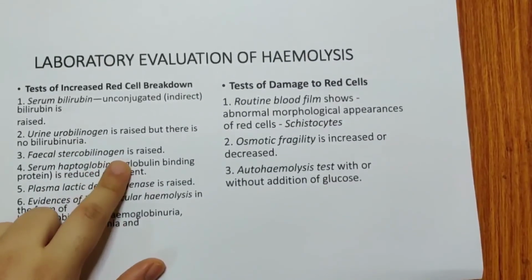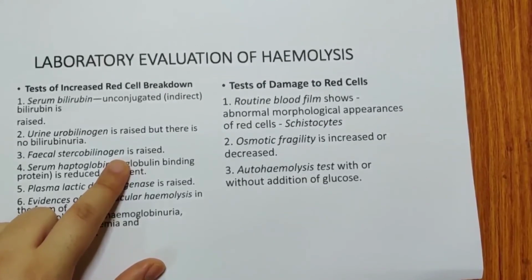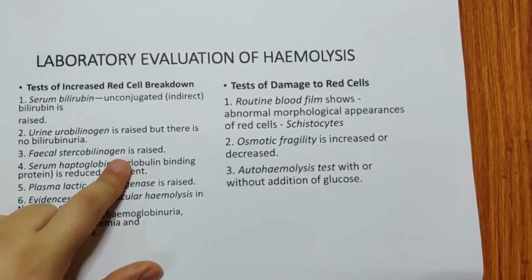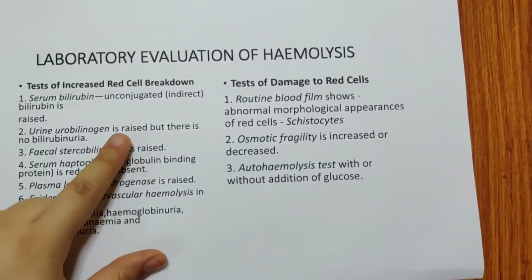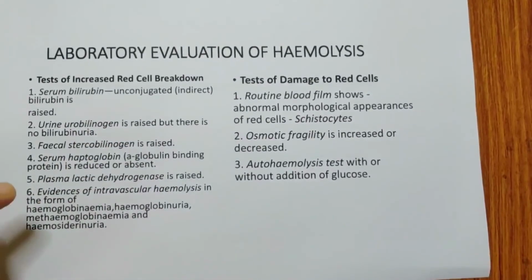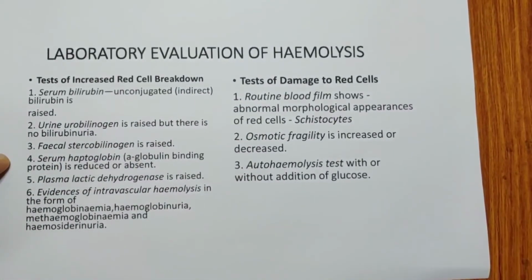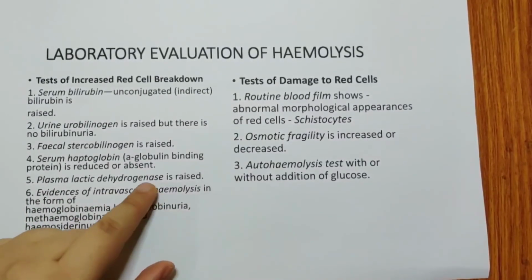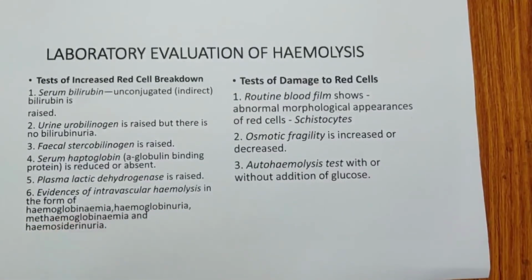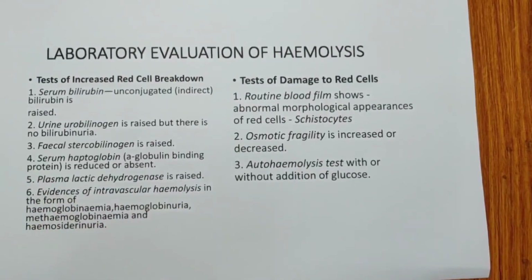Fecal stercobilinogen is also raised. If you go back to the previous PPTs of hemolysis, I have given multiple flow charts for you to understand how it occurs. Then the plasma lactate dehydrogenase will increase because so many RBCs are getting broken down. Then evidence of intravascular hemolysis can be seen. You can see hemoglobinemia: in plasma, the hemoglobin has increased. Hemoglobinuria: in urine, the hemoglobin is there.